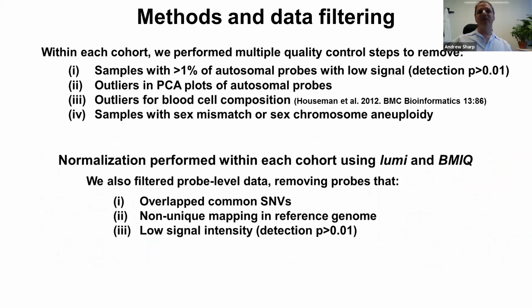Again, another very important step here is we normalized our data. So we used a pipeline using the packages lumi and BMIQ, which do a number of different steps: color correction, dye bias, intensity, and then normalizing for the fact that you have two different probe types on these arrays. And then we filtered at the probe level. So we removed probes that overlap common variations because they can give you some false positives. We removed non-uniquely mapping probes and those with low signal intensity.